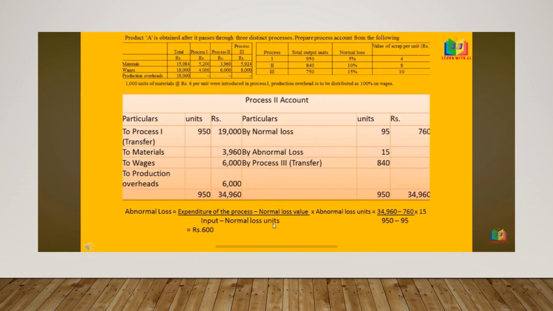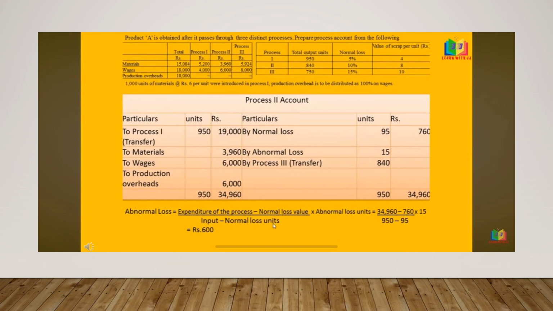Coming to process 2 account, on the debit side we have the transfer amount from process 1 account, that is 950 units and 19,000 rupees. To materials 3,960, to wages 6,000, to production overheads 100% on wages, right? So again 6,000. And on the credit side we are supposed to record the normal loss.